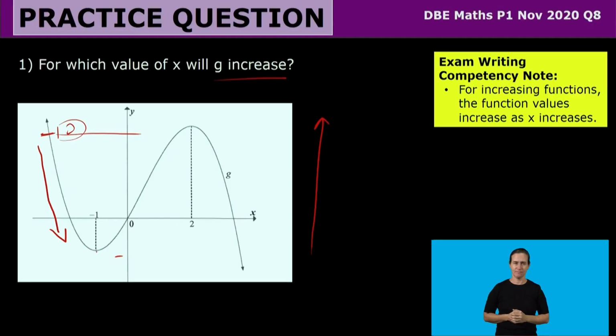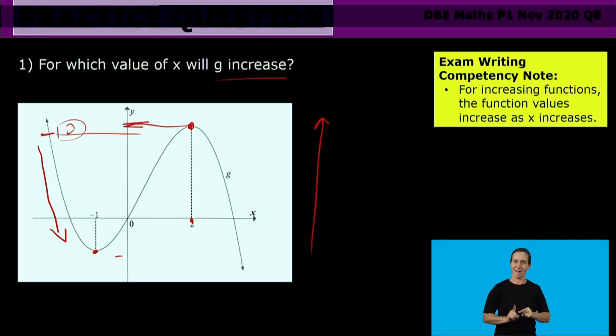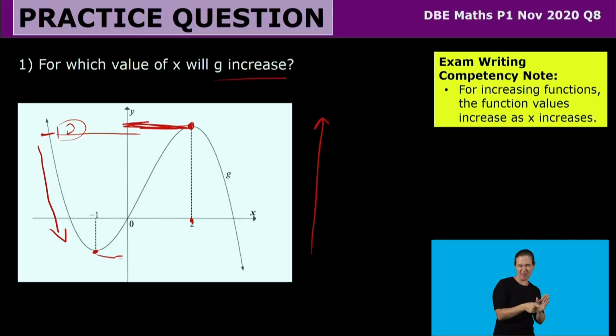Now let's look between -1 and 2, which are the x values of the turning points. Now do you see, I start off with a small x value and a small y value, but as the x values increase, the y values also increase. So you can see this y value here is going to be positive. It's going to be much bigger than the y value here. So the y values are increasing as x is also increasing. So therefore, this section of the graph from -1 to 2 is where the function is increasing.